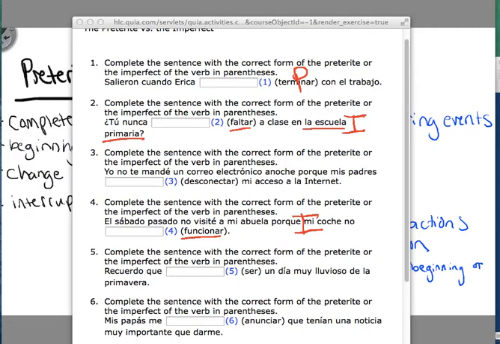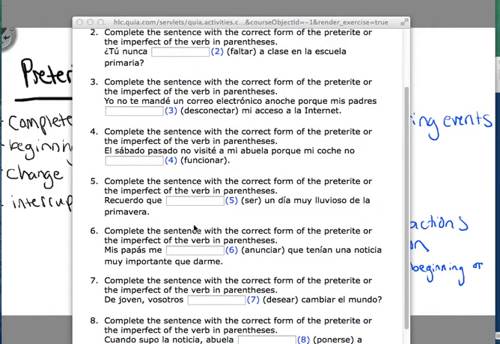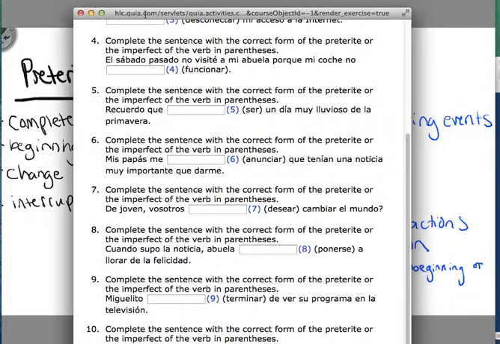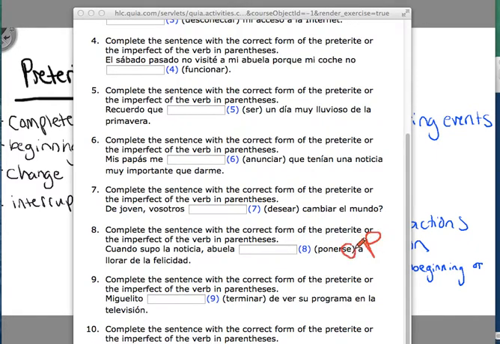One that I really wanted to mention was a good one, okay. Cuando supo la noticia, abuela ponerse a llorar de felicidad. Here's an example of a change in feeling, like we had mentioned before with the preterite. When she found out the news, Grandma began to cry of happiness. Something happened. The news happened. That would be considered a change in feeling. So this one we would consider preterite. Remember, we put the pronoun in front before we conjugate the verb. All right.